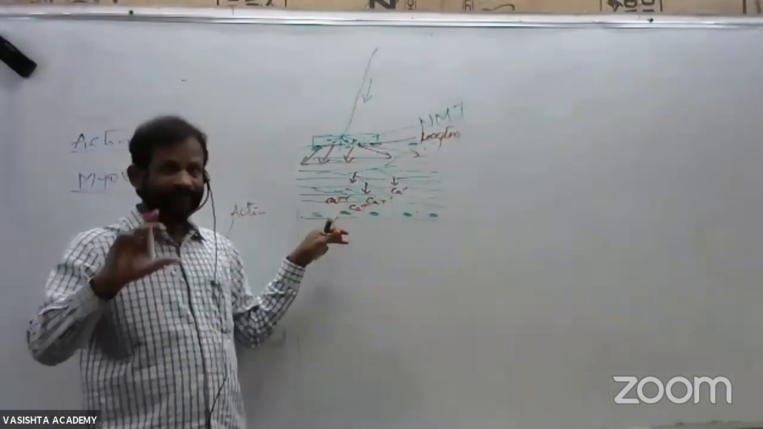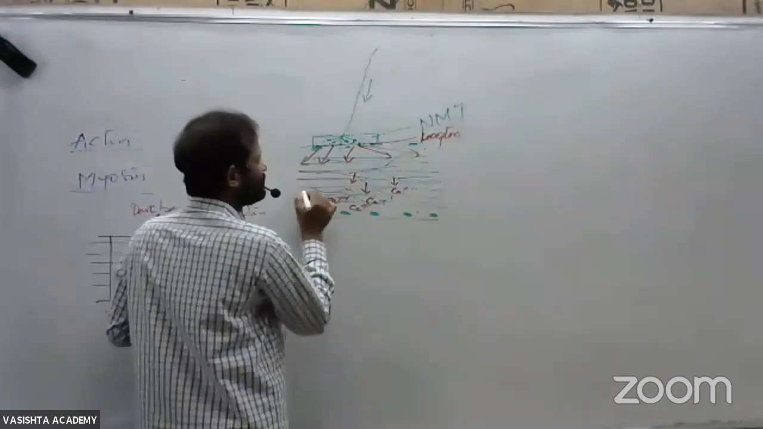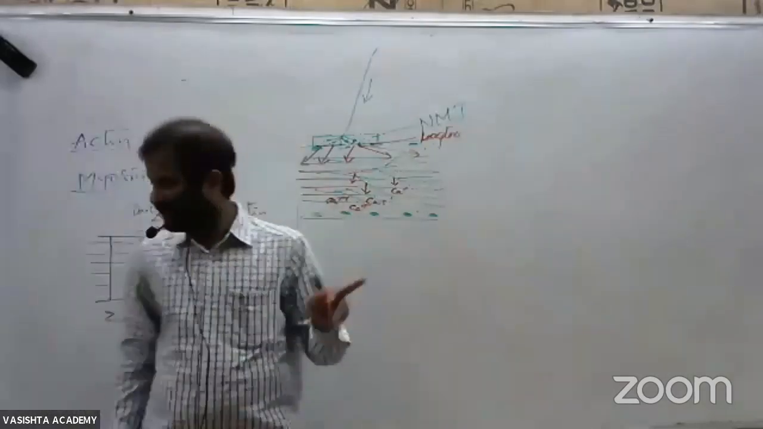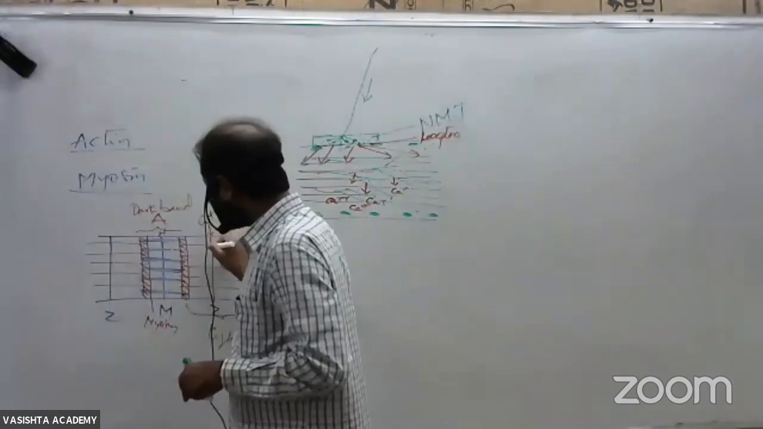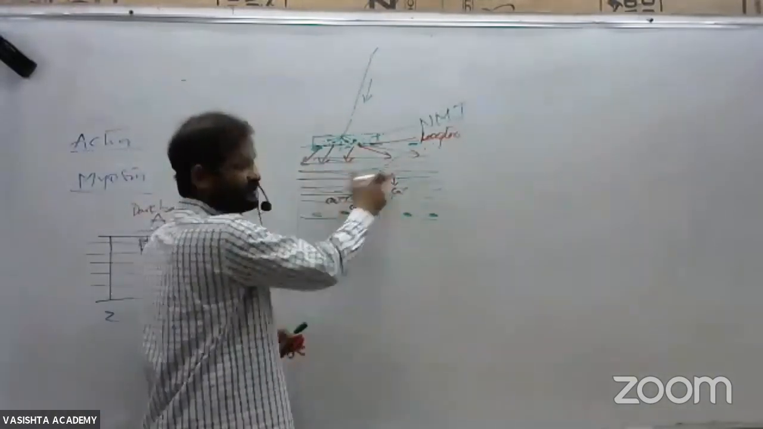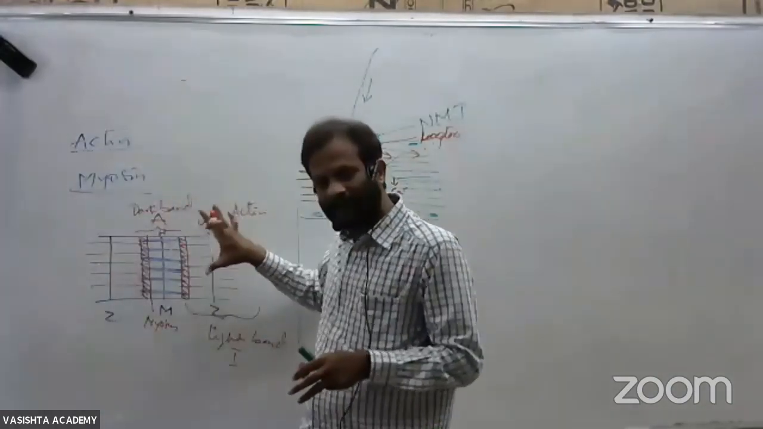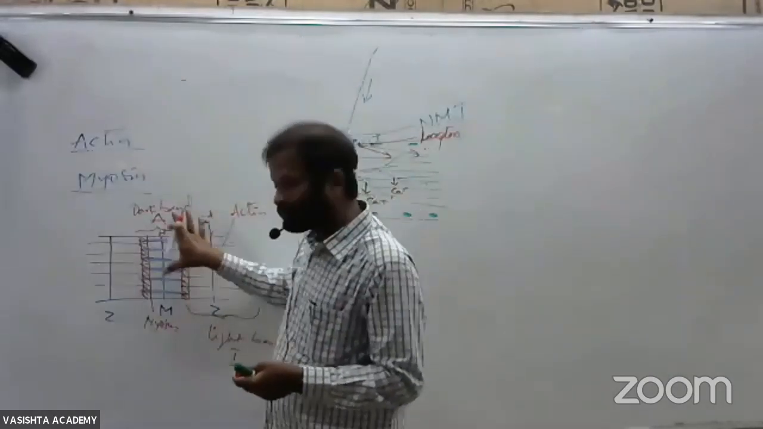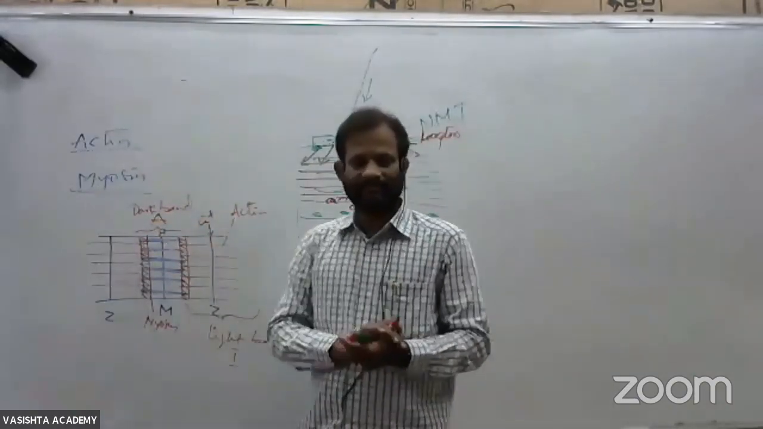When the calcium ions are released, immediately, what are these filaments? Myofibrils. What is that myofibril? This one. So definitely, the calcium ions will touch each myofibril. All the myofibrils will become active. That means this structure will become active. When this structure becomes active, within this myofibril, what is present? Actin and myosin filaments.